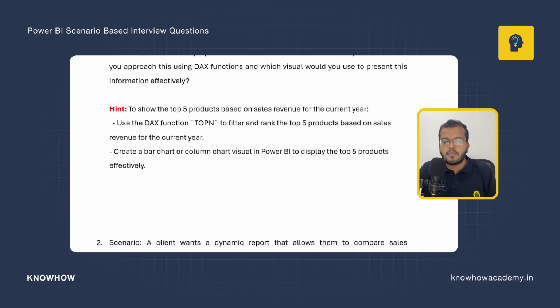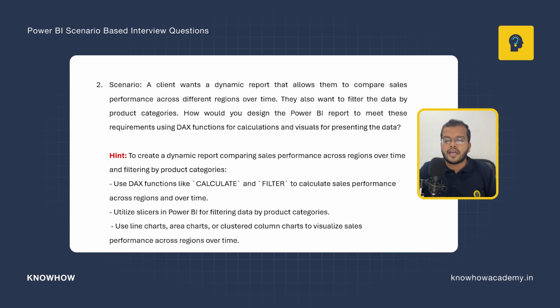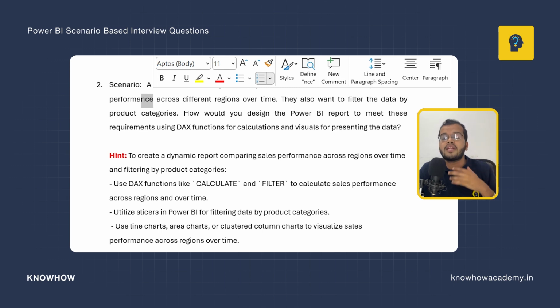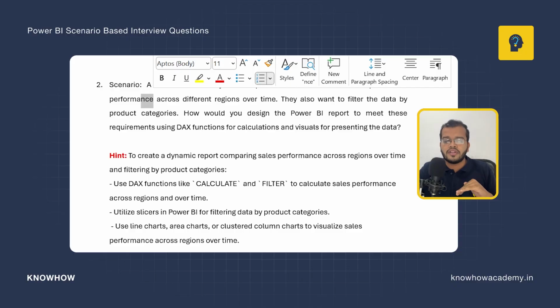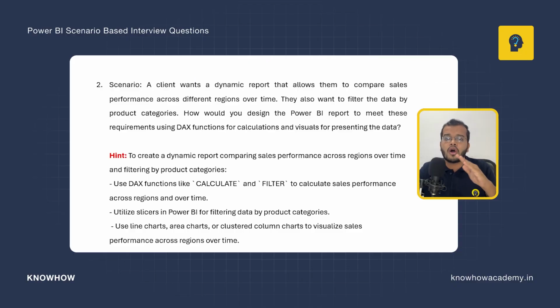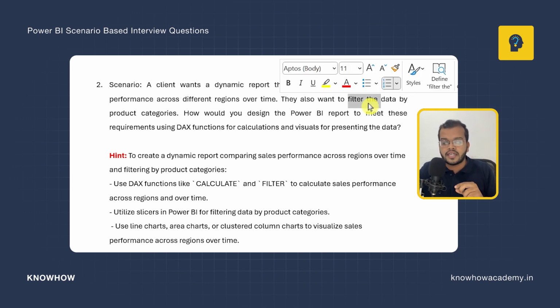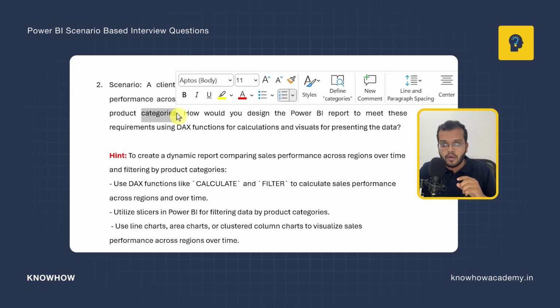Now the next question: a client wants a dynamic report that allows them to compare sales performance over different regions. In our data set we have 4 regions: south, west, east and central. Based upon these regions, how much are the sales that we want to compare. We also want to filter the data by the product categories. What are the different types of product categories we have? On that basis also we would like to differentiate it.